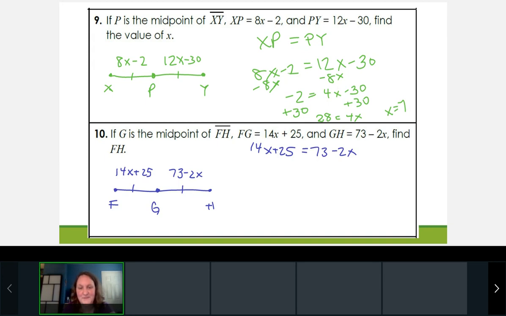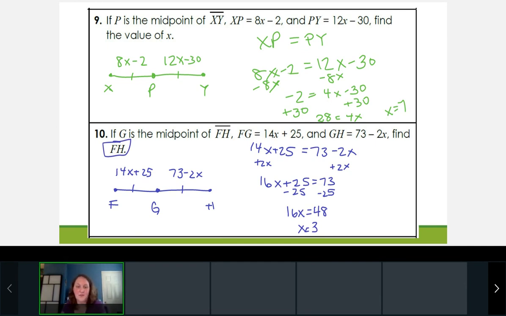And now we play algebra. Let's get all the x's together. So plus 2x, plus 2x. 16x plus 25 equals 73. I'm going to get rid of that 25. Minus 25 on each side. What do we get? 73 minus 25, 48. Divide both sides by 16, and we get 3. Now, the answer is not 3 because it says find FH. But that 3 is going to help me find my answer.